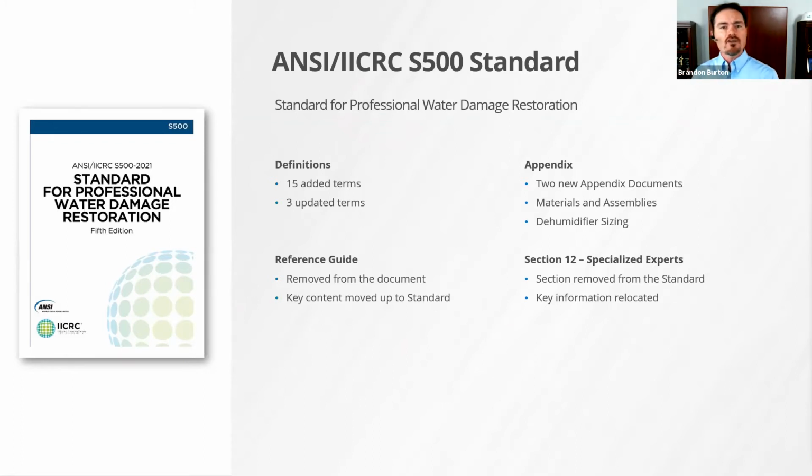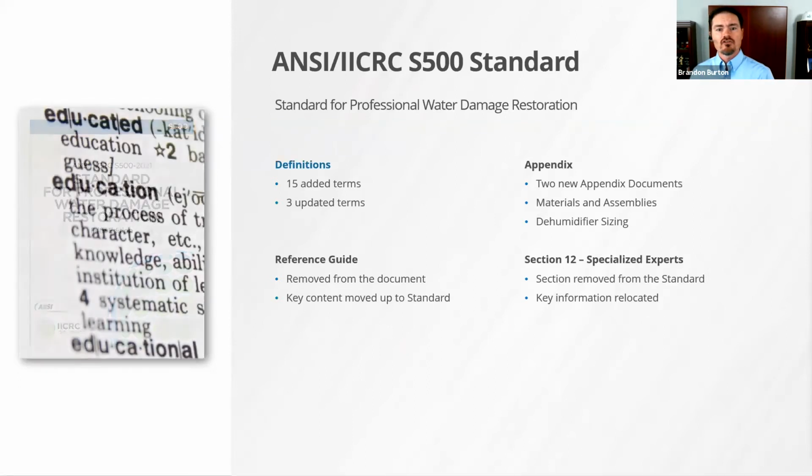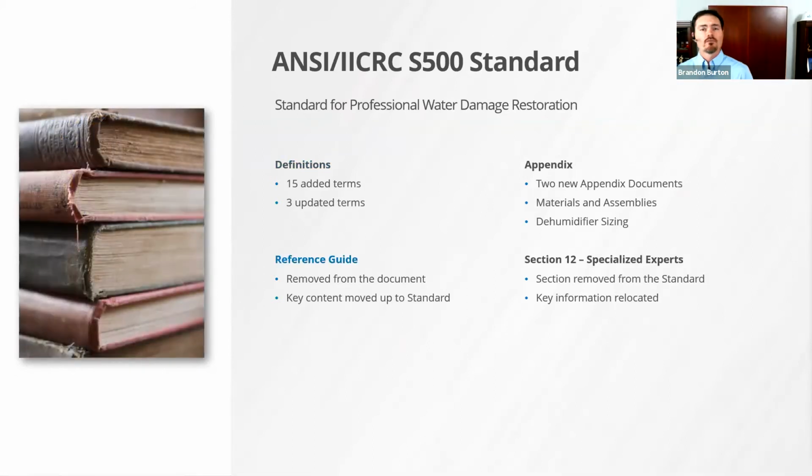In the definition section up front in the document, where we find all of the key terms that we use in this industry, especially those specific to water damage mitigation, like category and class, we had 15 additional terms added, and 3 of the existing terms were updated. One of those updates was to the definition of category 3, which is a really important update that we'll touch on. In addition to the changes in definitions, the reference guide was also removed from the document.